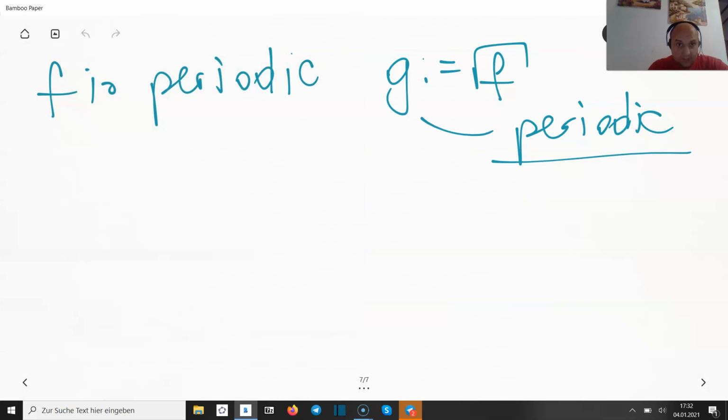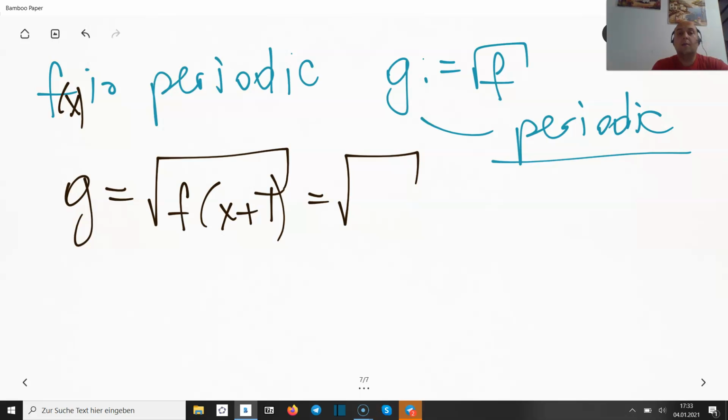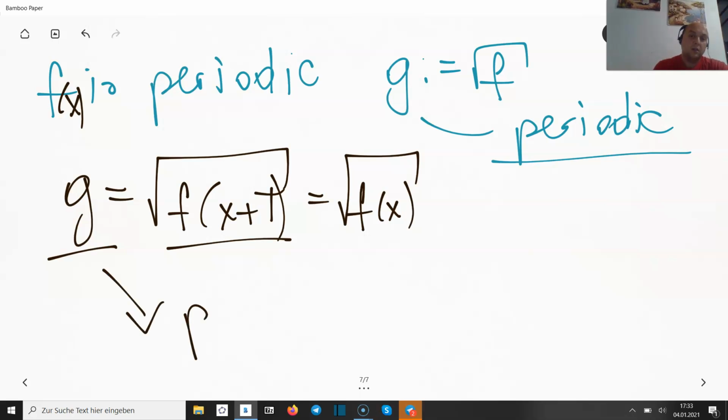So what can we say here if we're talking about g? Well, you see, if f has a period of t, then g is equal to the square root of f of x plus t, and it would be the same as the square root of f of x itself, because f is a periodic function. So g is also periodic, and it has the same period.